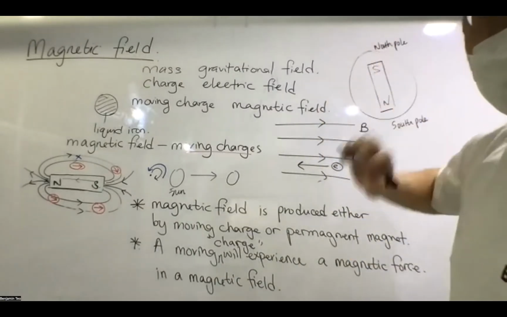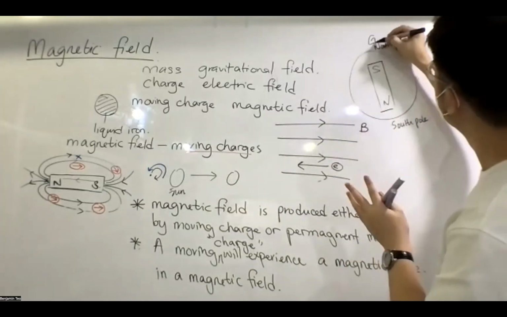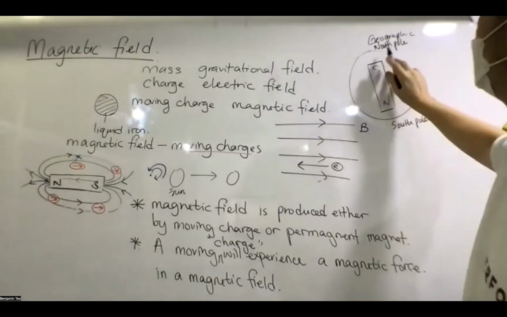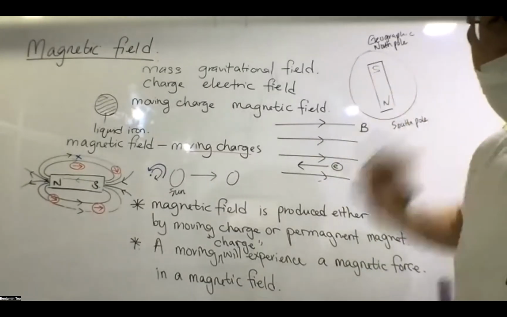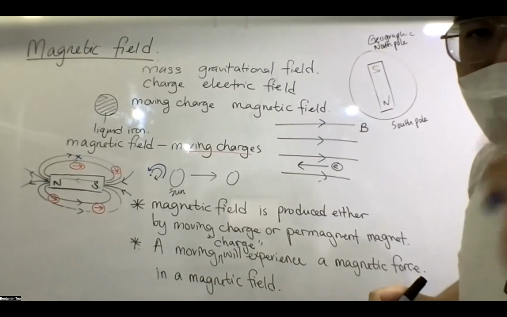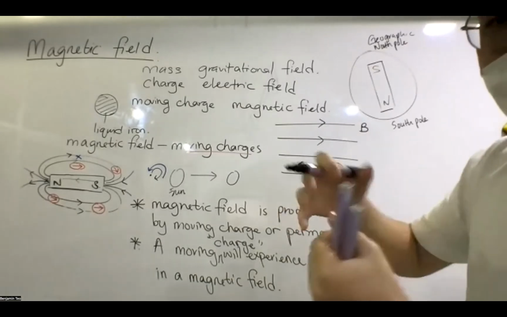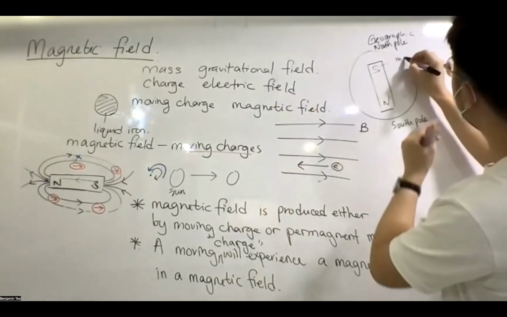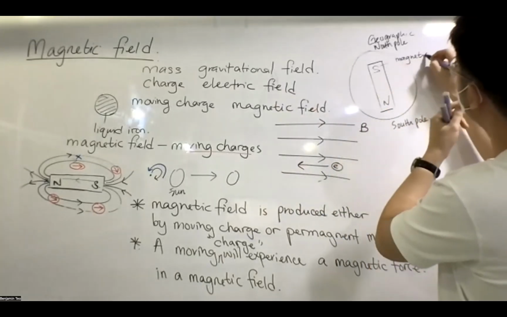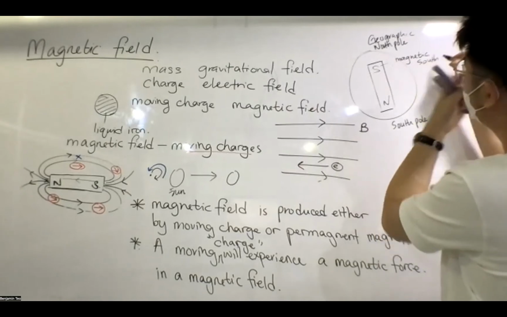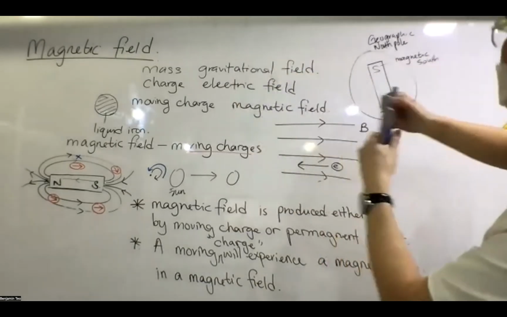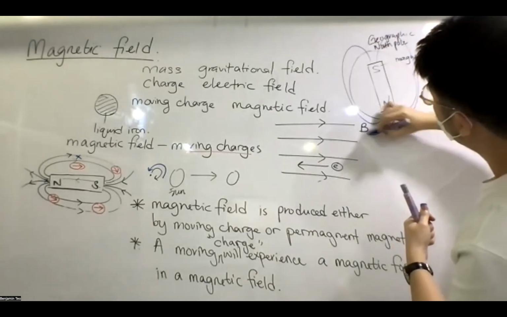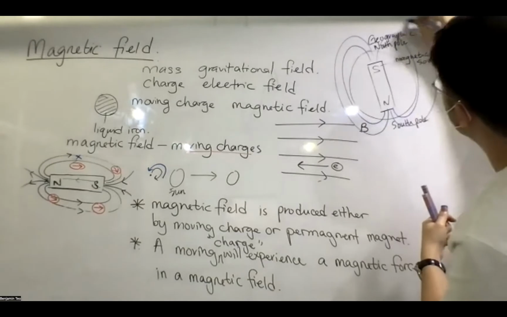This one, we call it the geographic north. But then, geographic north is actually the South Pole of the magnet. So we say that the geographic North Pole is actually the magnetic south. Here is magnetic south. So how does the field line look like? Okay, the field line goes like this, like this, like this.